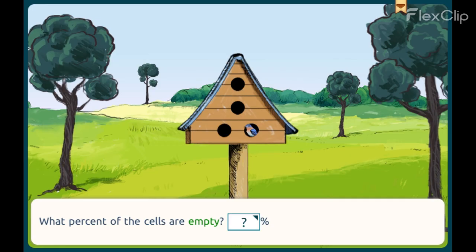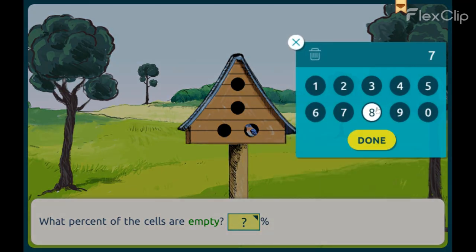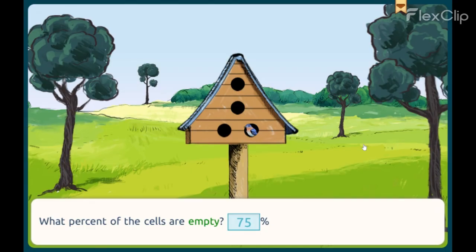We're counting by 25 four times. 25, 50, 75, 100. What percent of the cells are empty? One, two, three. Three cells are empty, and each cell is 25%. We are counting by 25s together. 25, 50, 75. 3 times 25 is 75%. 75% of the cells are empty.